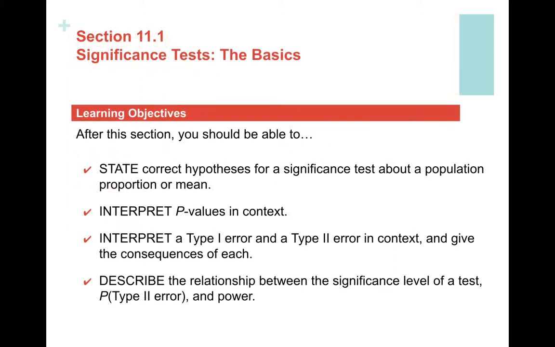After this lesson, you'll be able to state correct hypotheses, H null and HA, the null hypothesis and the alternative hypothesis, for a significance test about a population proportion or a mean. You'll also interpret p-values in context, interpret a type 1 and type 2 error in context, and give the consequences of each. The consequences aren't always going to be immediately clear. It's something you have to think about, and there's maybe a little bit of assumption in the consequences. Also, you have to understand power, the relationship between the probability of a type 2 error and the significance level of a test. Okay, so here we go.